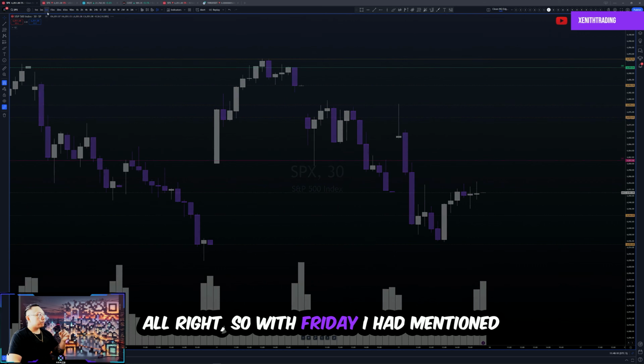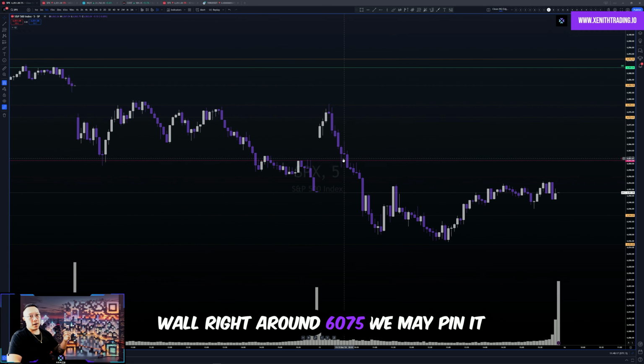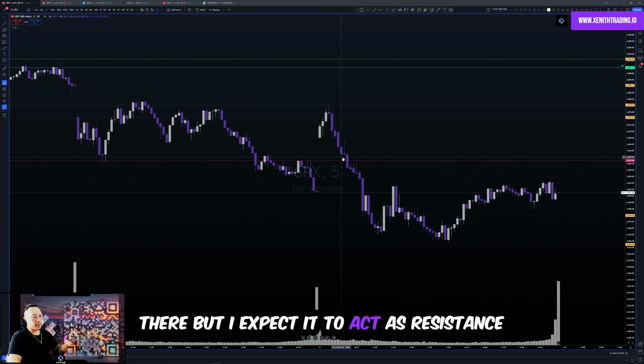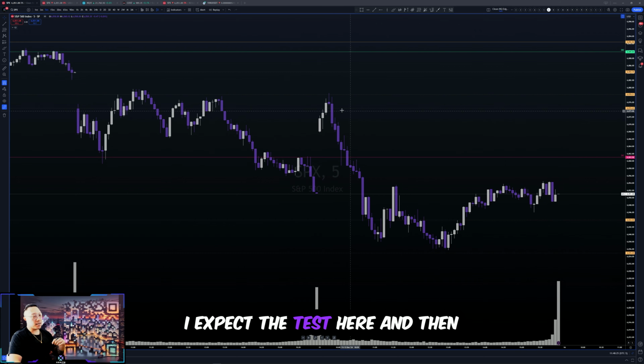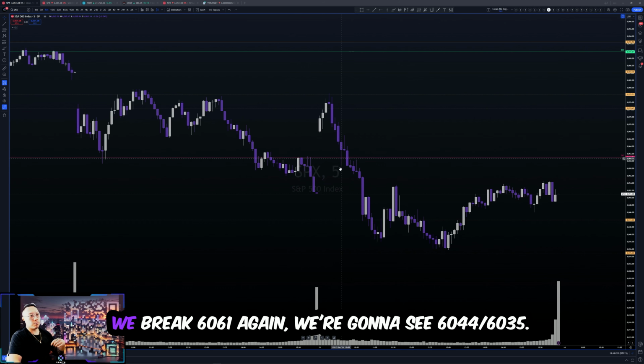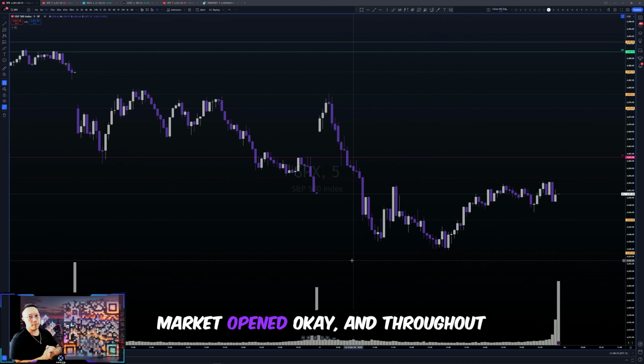So with Friday, I had mentioned to you guys that, look, we have a gamma wall right around 60.75. We may pin it there, but I expect it to act as resistance. And we have levels of 60.74, 60.78. And I drew out the squiggly for you guys. I expect a test here and then probably a rejection down. We break 60.61 again, we're going to see 60.44 and 60.35. This was all given to you before the market opened.